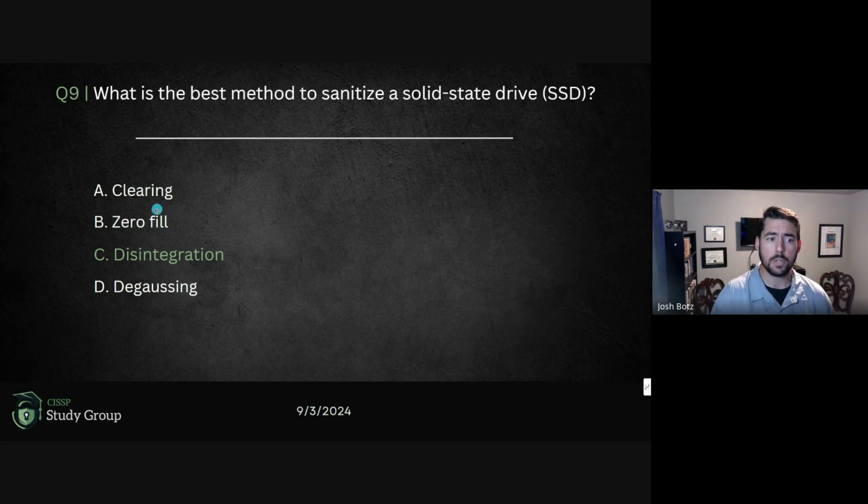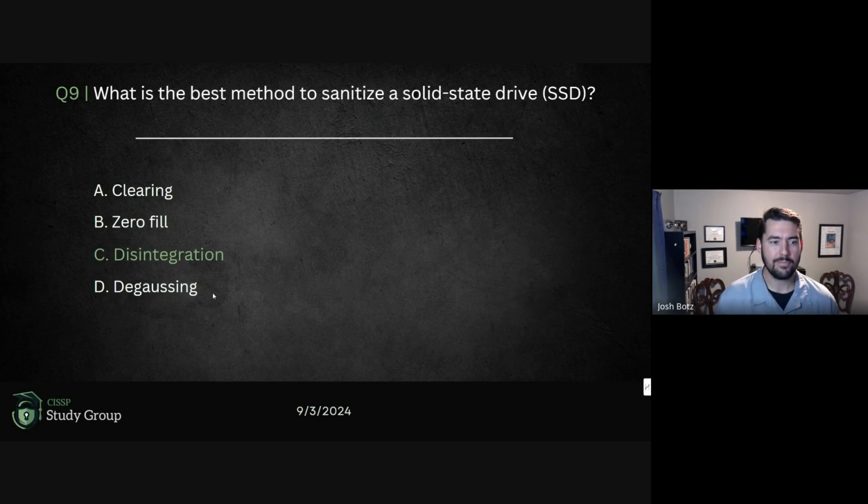So there's a lot of different ways we can do this, but both of these are distractor answers. It's not sufficient for sanitization. Disintegration, we're not getting that back. Degaussing. This is tricky. Who can tell me why degaussing won't work here?